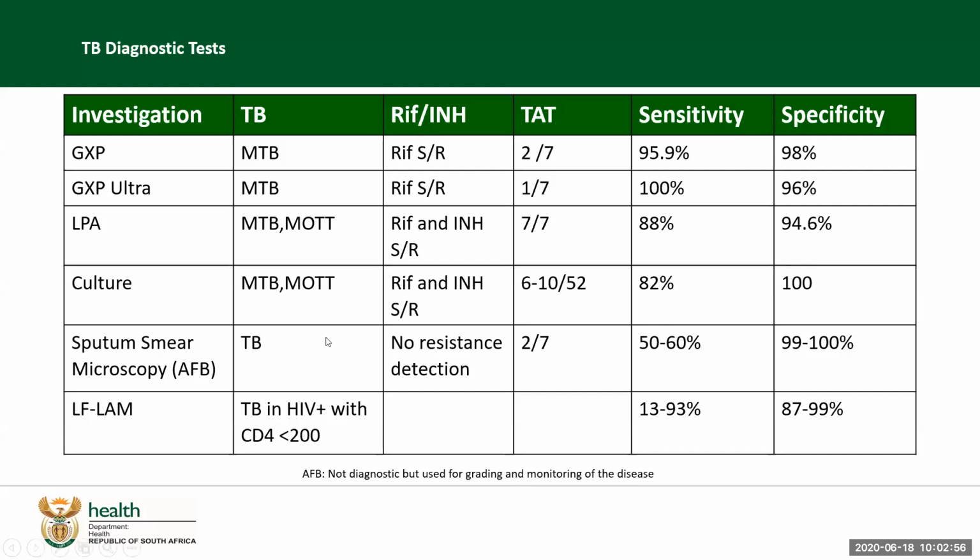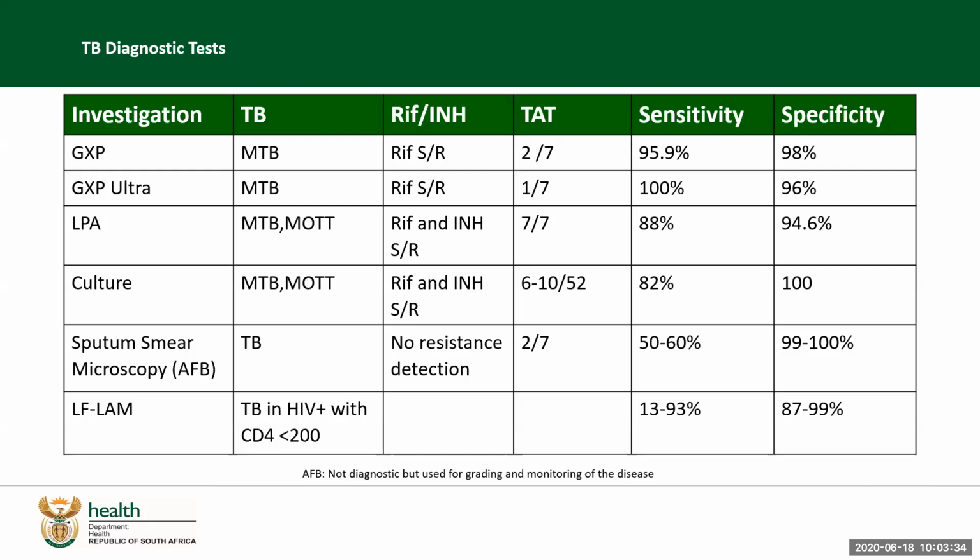Culture also allows us to do additional testing to determine if there are mycobacteria other than TB in the sample. Culture also allows us to do further drug susceptibility testing to determine if there is resistance to first and even second line drugs. Colleagues, culture has many advantages. As I've mentioned, a high sensitivity, high specificity, allows us to identify the mycobacteria other than TB, allows us to do additional testing to identify resistance.